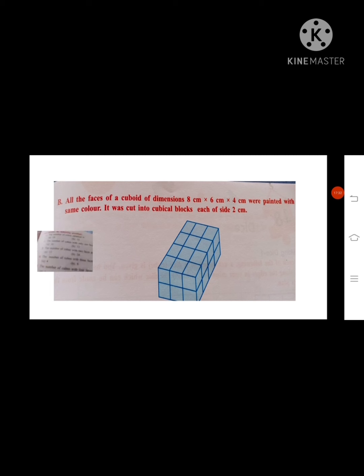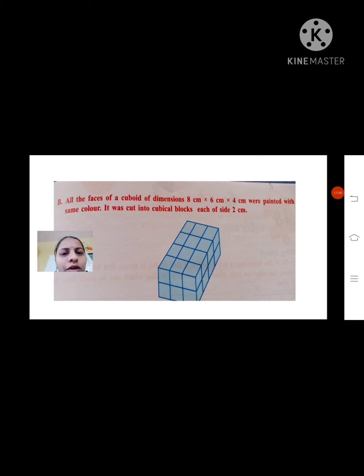So what is our question? You can see here, what is our question? Now answer the following. The number of cubes obtained is. The same question we had in the last cubes and cuboids question, and the same question is here. Total number of cubes or total number of blocks, how many are here?